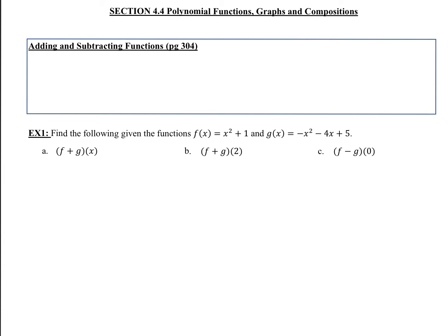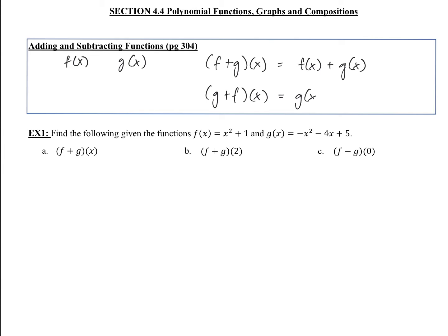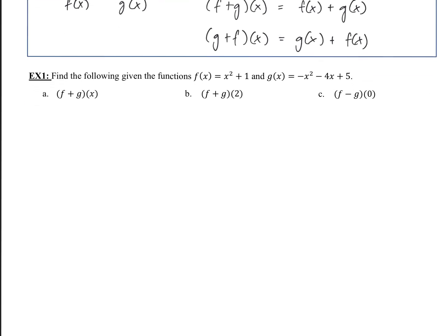Alright, so if you have a function f of x and a function g of x, the notation (f + g)(x) is basically saying take the function f of x and then add to it g of x. Since it's addition, it is commutative, but for example, if we had (g + f)(x), we would still do the g of x and then the f of x. And once again, you can look on page 304 for the more in-depth definition there.